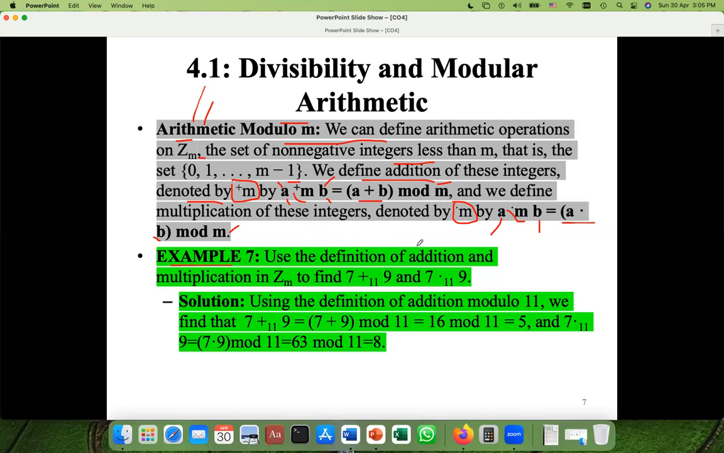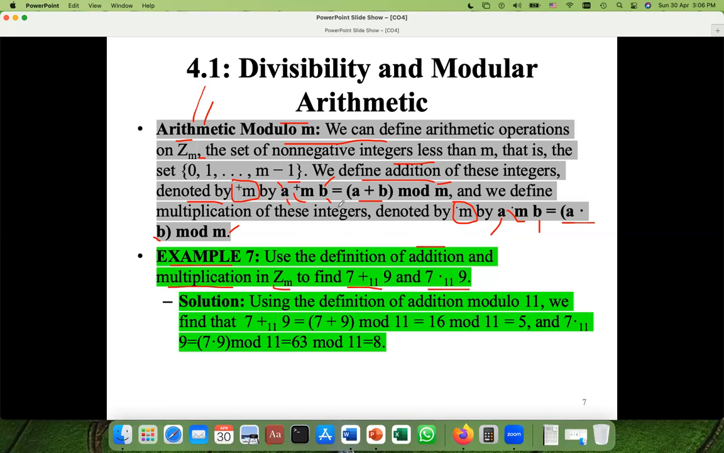So use the definition of addition and multiplication. In Zm, there is no need to present the whole set. Z means the set of positive integers, and m is needed, and the a and b are also needed. So use the definition of addition and multiplication in Zm to find this one and that one. This plus 11 is that plus m, and this dot 11 is that dot m.